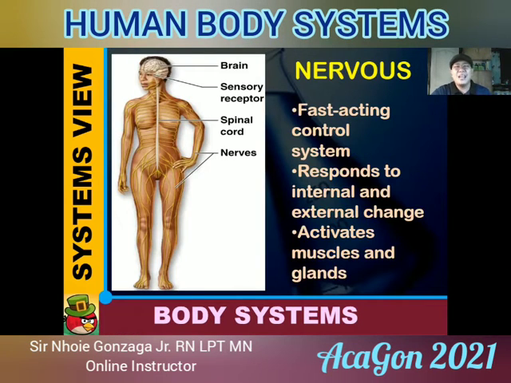Next to that is our nervous system. From the word nerves, the nervous system actually studies the nerves in your body. However, there are actually four special things that we need to know about the nervous system.